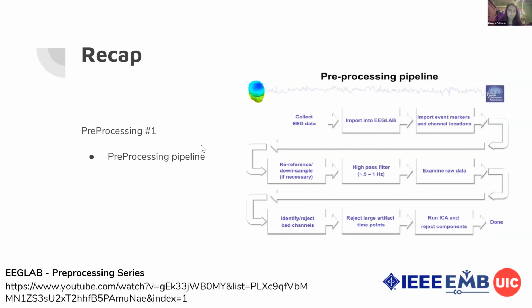Last week we went over pre-processing. This is the pre-processing pipeline. You collect data, you import it, and then you re-reference it and downsample. You could apply filters to it. You want to remove the noise and the artifacts, and then you get rid of the bad channels as well. We have not touched base on ICA yet, or on running or rejecting components. I think that is next week, when we start the actual signal processing. Right now it's just pre-processing.